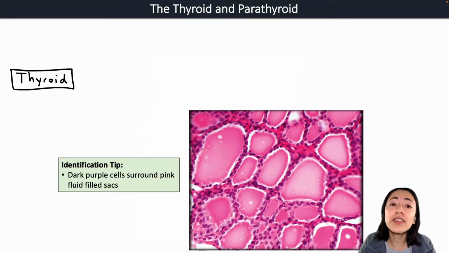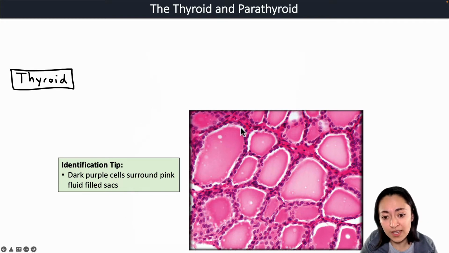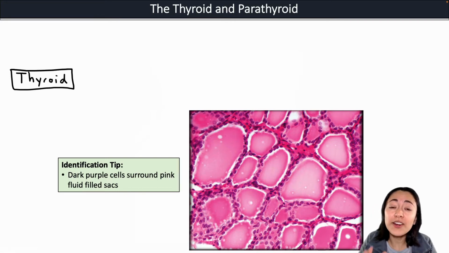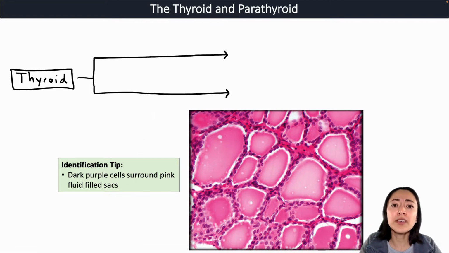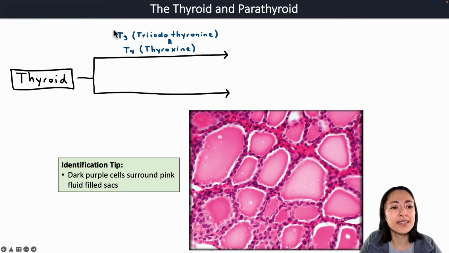When the cells of the thyroid gland are prepared in a microscope slide, they appear as these dark purple cells surrounding these fluid-filled sacs. So it's very easy to identify the thyroid gland in a microscope. The thyroid gland produces several types of hormones, and I like to put them into 2 categories. The first category are what we call the thyroid hormones, and this includes T3 and T4.